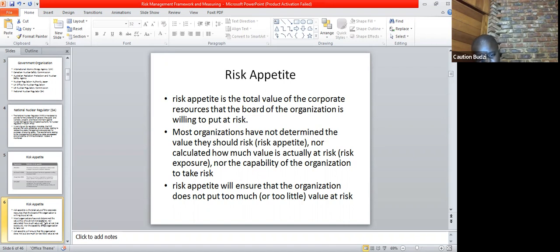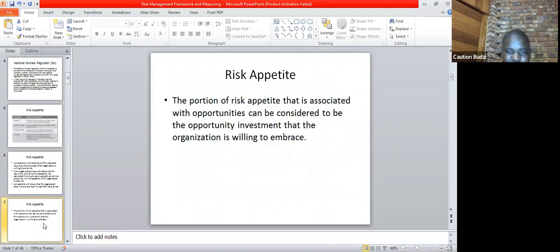Risk appetite will ensure that organizations do not put too much or too little value at risk. So it is important for an organization to know its risk appetite so that it will determine how much level of investment or finance or the value of the organization which it should put at risk comfortably. So it is important for every organization to be aware of its risk appetite. The portion of risk appetite that is associated with opportunities can be considered to be the opportunity investments that the organization is willing to embrace.